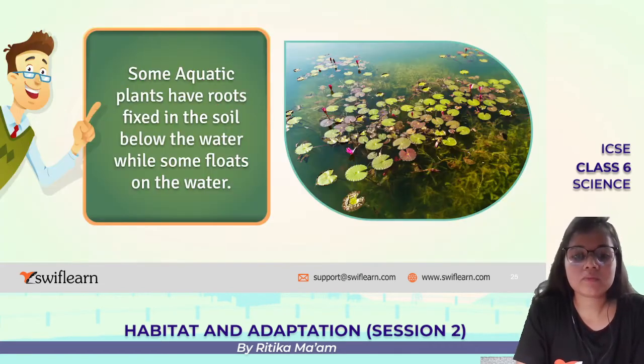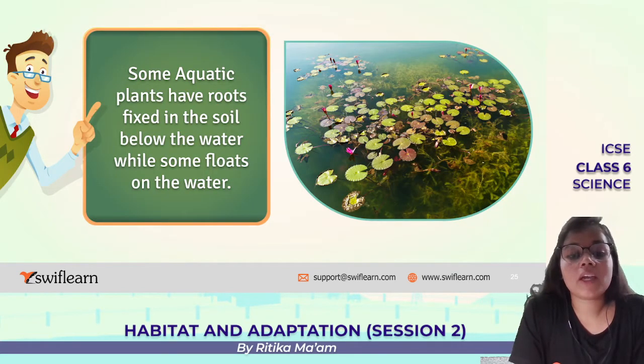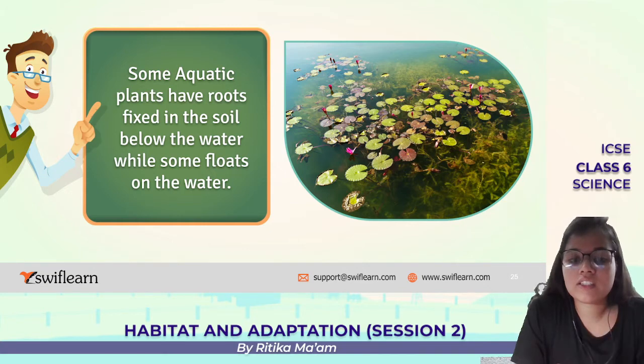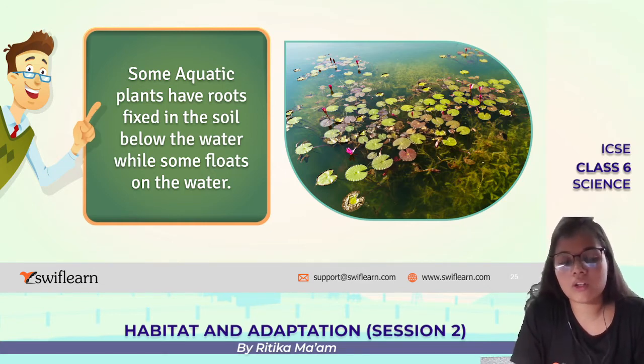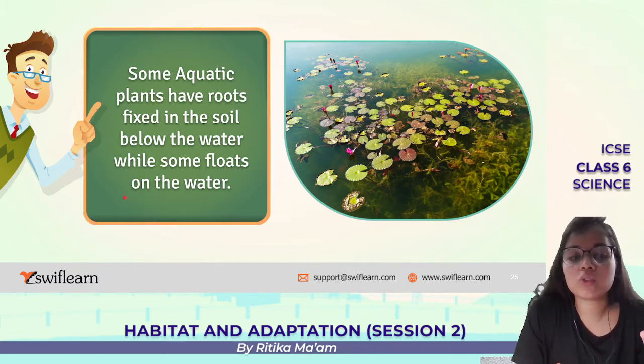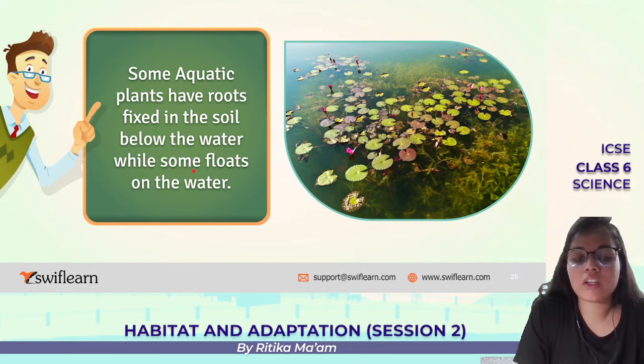Now talking about some aquatic plants, their roots are fixed in the soil below water, and some plants are floating on the water. So we have two types, some whose roots are fixed and some who are floating in the water.